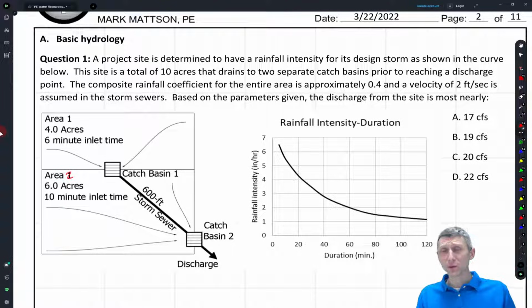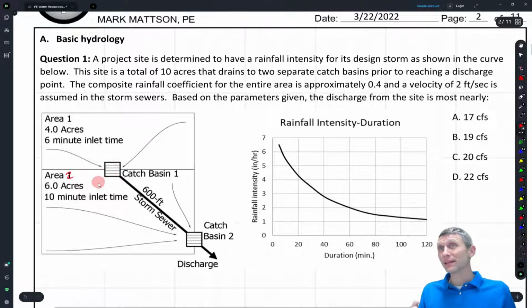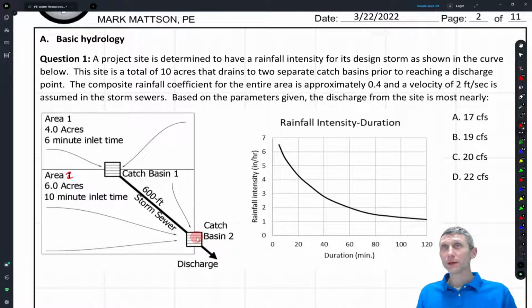Everything in area one is going to drain to this catch basin, and everything in area two is going to drain to this catch basin. In between, the flow goes from catch basin 1 to catch basin 2. That's the way this site is set up. The composite runoff coefficient for the entire area is about 0.4. A velocity of 2 feet per second is assumed in the storm sewers. Based on the parameters given, the discharge from this site is most nearly?